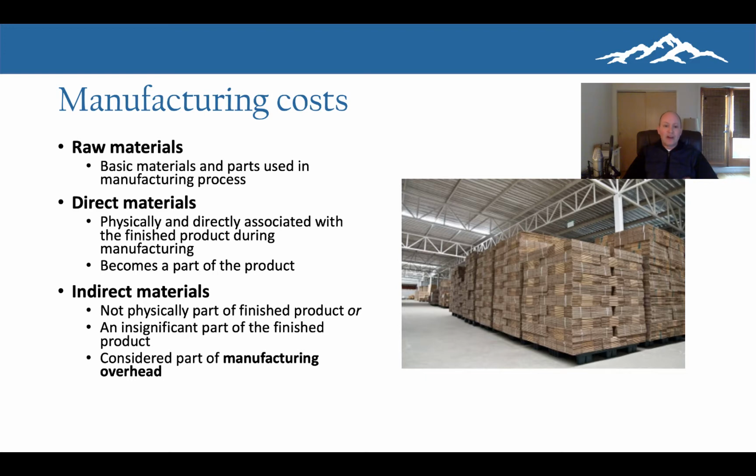Indirect materials are not physically part of the finished product, or they're an insignificant part. It wouldn't be economically feasible to track it, right? So this might be those screws or adhesive or something like that, right? And that would just get lumped into manufacturing overhead. You wouldn't try and allocate your bottle of glue. You're putting two drops of glue on every mailbox post. You're not going to try to allocate that two drops of glue to every mailbox post. It just doesn't make sense. That would get put into manufacturing overhead. So direct materials are what are important here. They're physically and directly associated with the finished product.